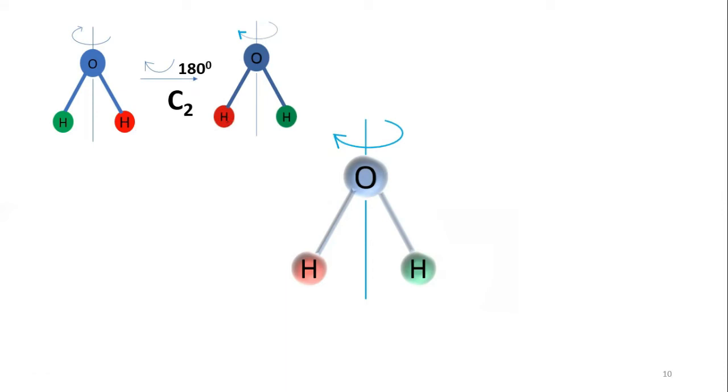So the rotation is causing this kind of change, but even then the configurations are indistinguishable, though they are not identical. So we could say that this symmetry operation reveals a symmetry property of the molecule by performing a rotation.